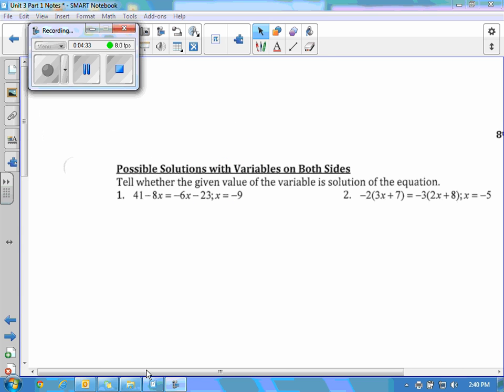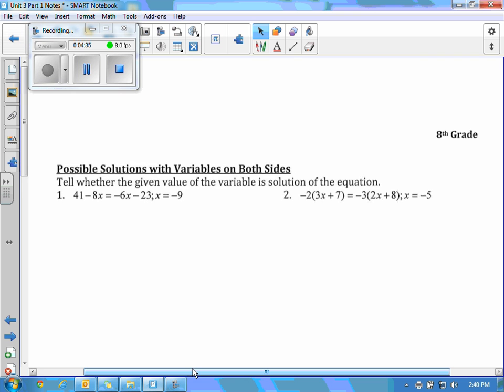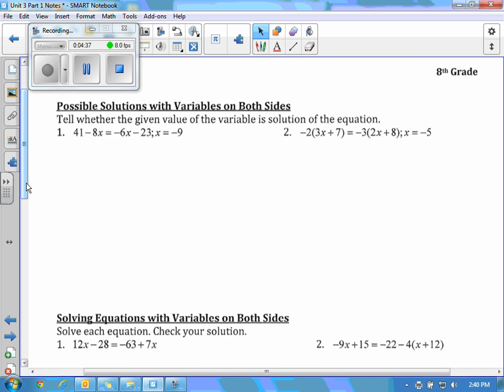Alright, flipping over to the back side, we're just going to kind of continue on with more examples. Now, for this top section, we're going to take a break from actually solving. We're going to look at checking possible solutions. So it says, tell whether the given value of the variable is a solution of the equation. Okay. So number 1, I'm going to leave for you guys. I'm going to do number 2 because it's a little bit trickier.